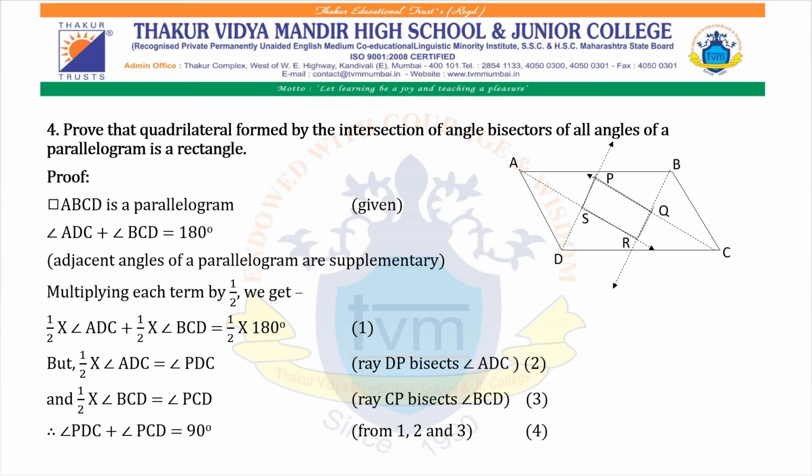Multiplying each term by 1/2 we get 1/2 into angle ADC plus 1/2 into angle BCD is equal to 1/2 into 180 degrees. Equation 1. But half into angle ADC is equal to angle PDC because ray DP bisects angle ADC. This is our second statement. And half into angle BCD is equal to angle PCD, ray CP bisects angle BCD. This is our third statement. Therefore, angle PDC plus angle PCD is equal to 90 degrees. This is our fourth statement from first, second and third.